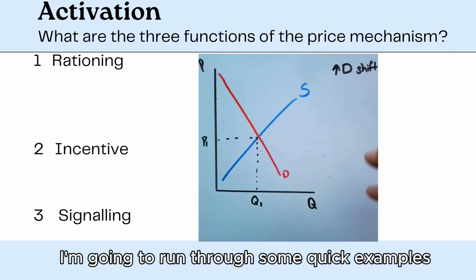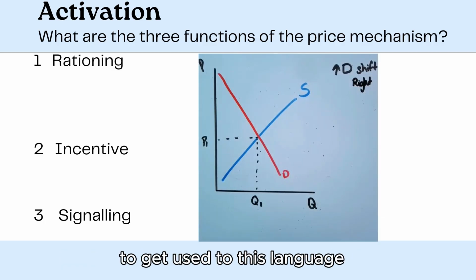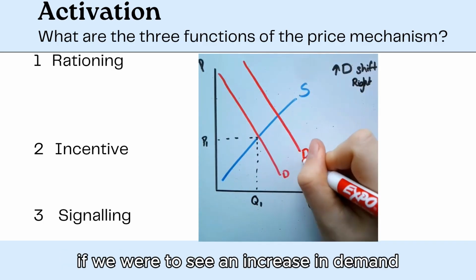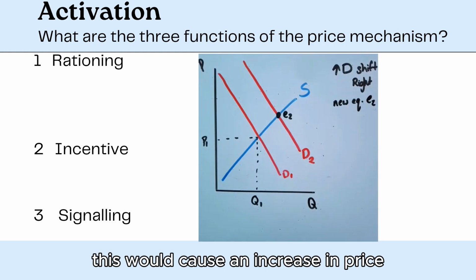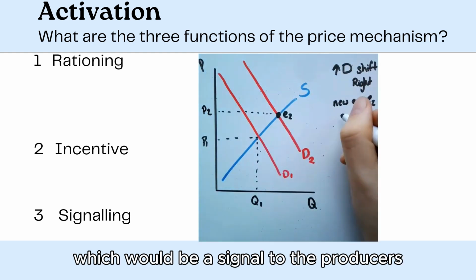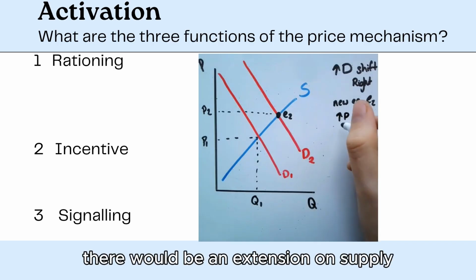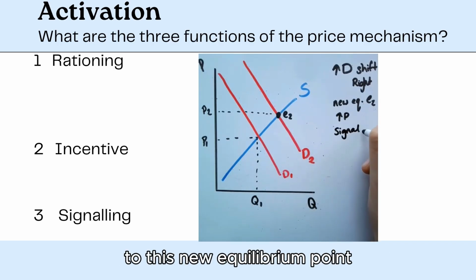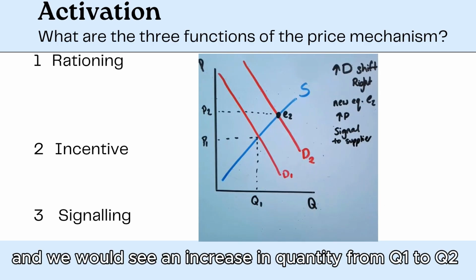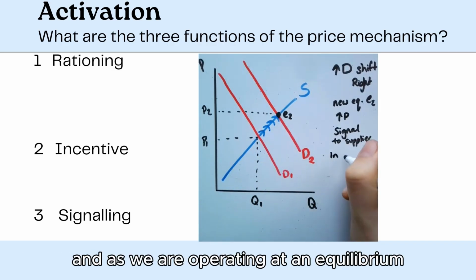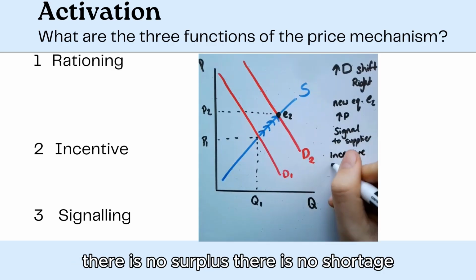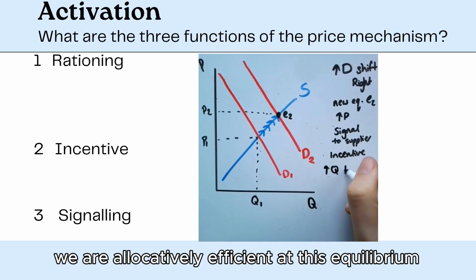I'm going to run through some quick examples to get used to this language. If we were to see an increase in demand, the demand curve would shift to the right, forming a new equilibrium E2. This would cause an increase in price, which would be a signal to the producers to increase their supply. There would be an extension on supply to this new equilibrium point, and we would see an increase in quantity from Q1 to Q2. And as we are operating at an equilibrium, there is no surplus, there is no shortage. We are allocatively efficient at this equilibrium.